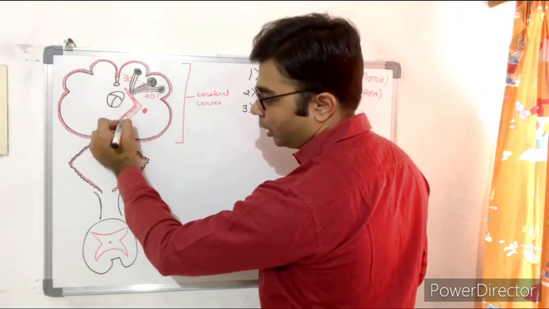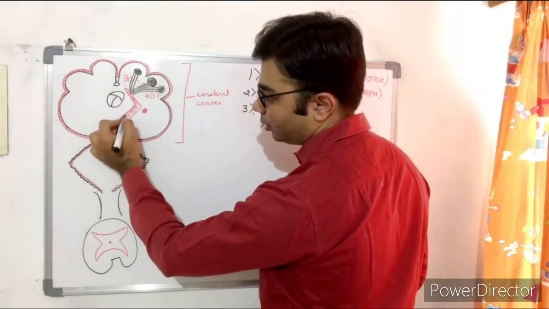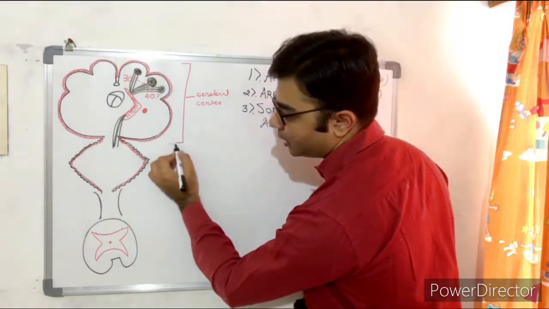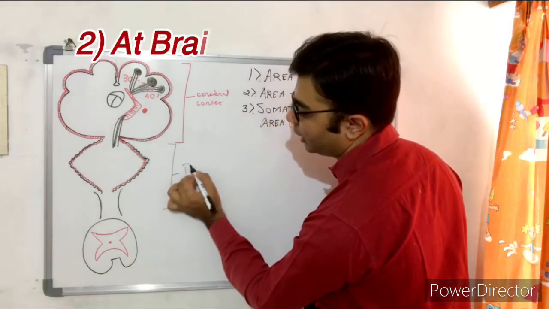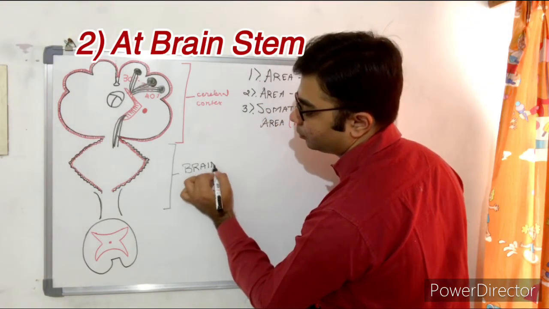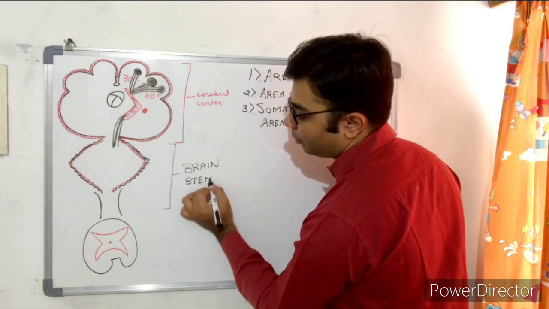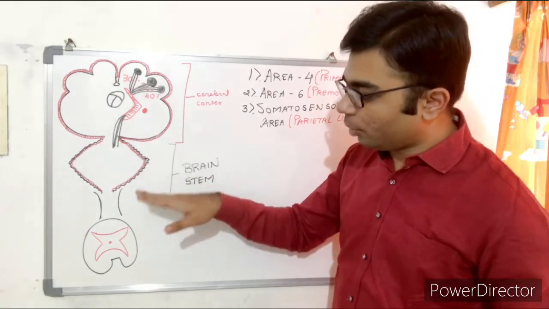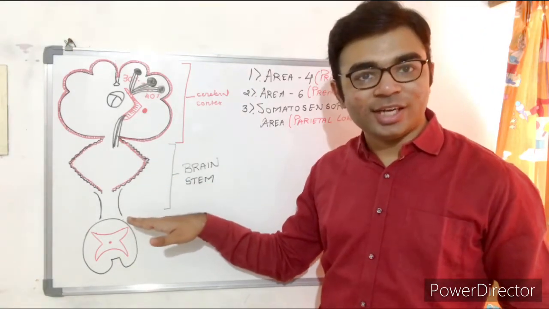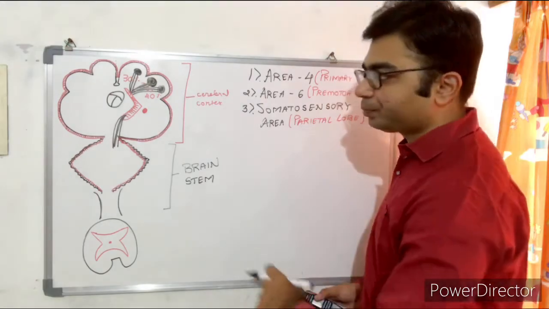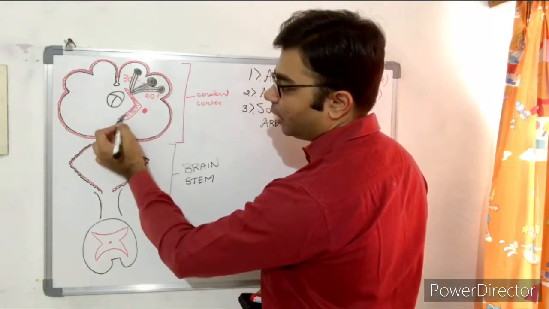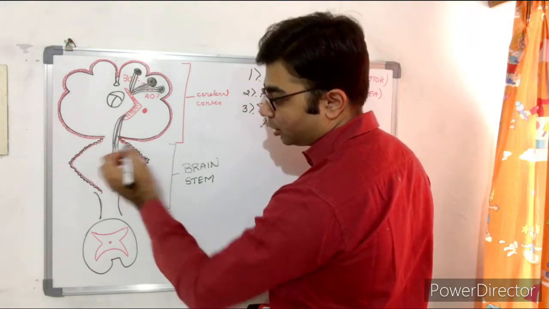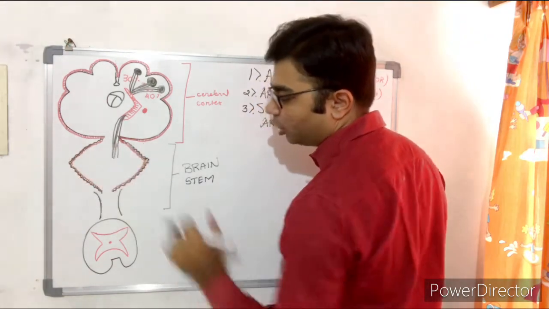Now they are going downwards. Let me show it over here. As I have shown that this much area is cerebral cortex, now this area is the brainstem. And in the brainstem, from superior to inferior, there is the midbrain, then comes the pons, and the most inferior one is the medulla oblongata. Now fibers which are coming from the internal capsule are going downward at the level of the pons. Initially there is the midbrain, then comes the pons.